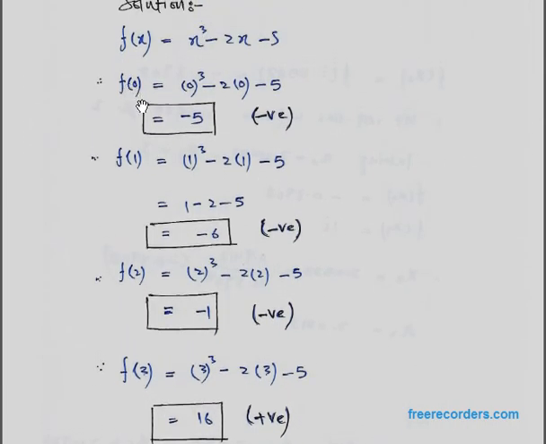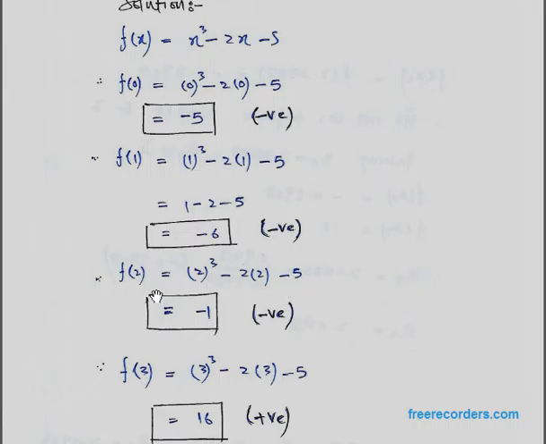By using 0 as the initial guess, we find the value as minus 5, which is negative. Again we use our second guess, which is 1, and we find the value as minus 6, which is also negative. But we need a positive sign, because we will use only two opposite sign values, because the root will lie in the interval between a positive and a negative value. So we need two opposite sign values. After that we will start our iteration.